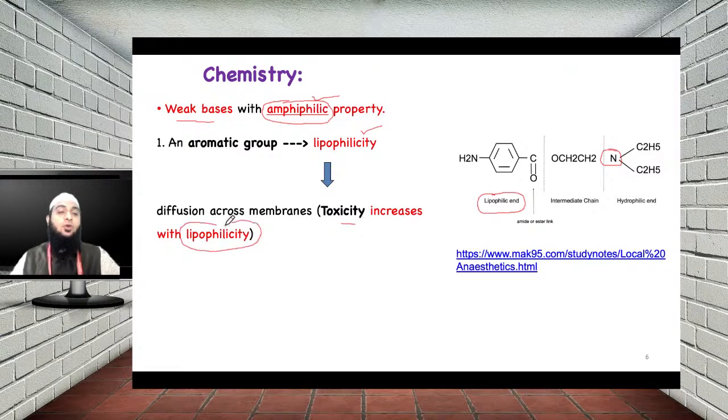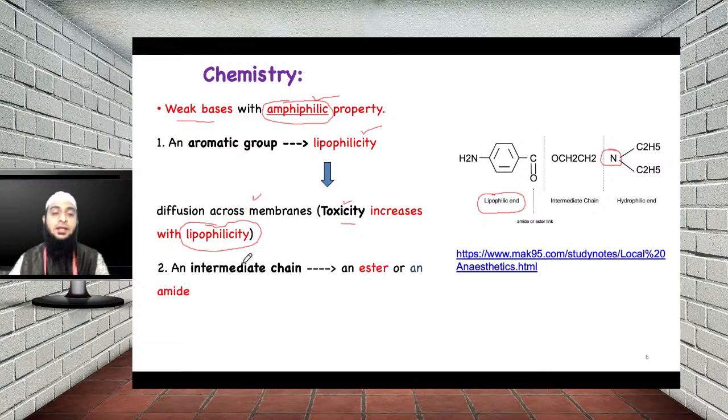So as a pharmacist, if you are designing local anesthetics, you should see that the aromatic group does not contribute much to the lipophilicity of the drug, right? As far as possible, the local anesthetic should be less lipid soluble in nature, or there must be a proper balance between lipophilicity and hydrophilicity. So the aromatic group contributes to lipophilicity, and if the lipophilicity increases, the drug may diffuse across the membrane and increase toxicity. So while designing, you must see that your drug is less lipid soluble in nature.